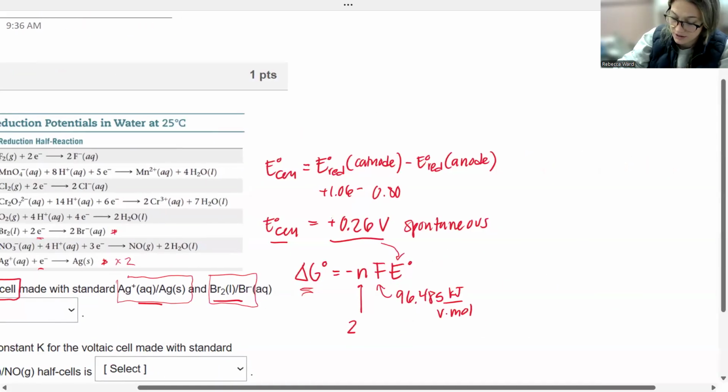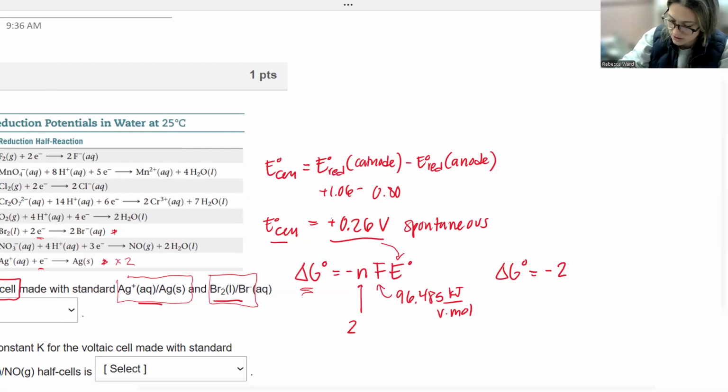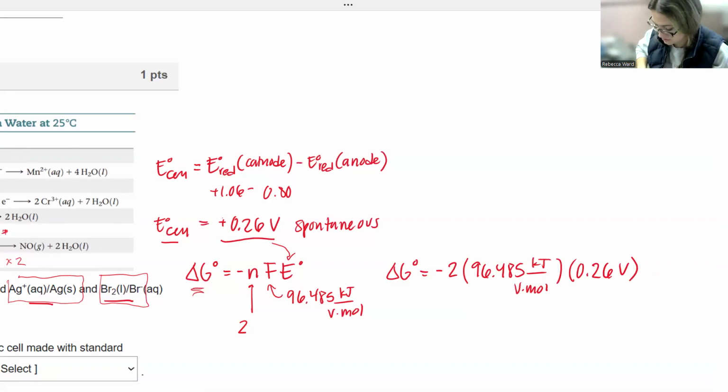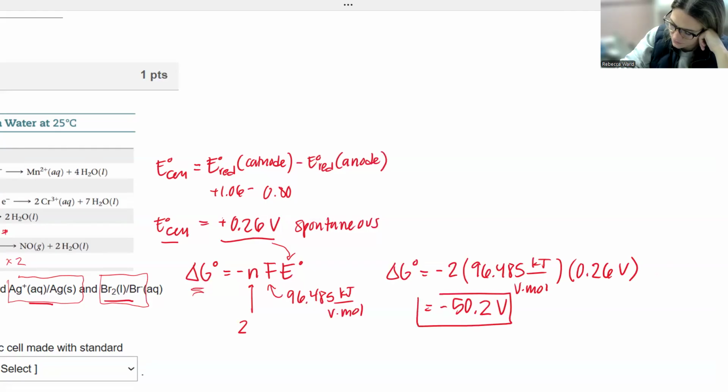So I can go ahead and calculate this now. deltaG equals negative 2 times 96.485 kilojoules per volt mole times 0.26 volts. So that's negative 50.2 kilojoules. Okay, so that's our standard deltaG.